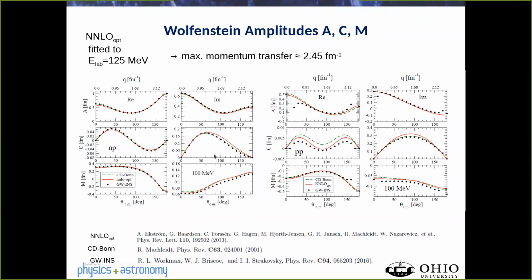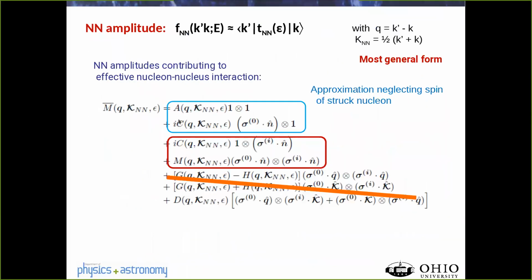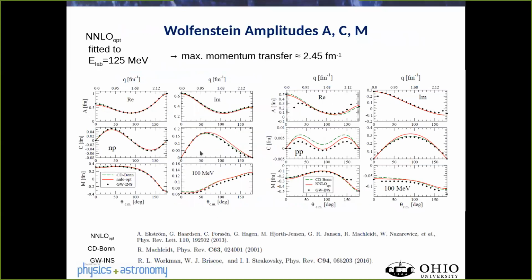The only thing I want to point out is that the spin orbit piece is a little bit over predicted, but not too much. I also want to point out that, for example, in both NP and PP, the real part of C is very small. But if you go back to the formula, with the Wolfenstein amplitudes there is always an i, so for the spin orbit potential, it's actually important how the imaginary part of the amplitude C looks. Obviously, if you go to higher energies, the disagreement of N2LO opt with extracted data or CD-Bonn gets worse.